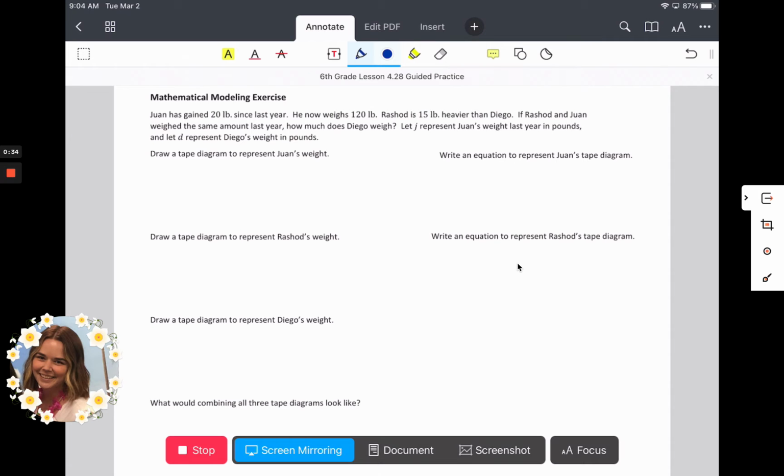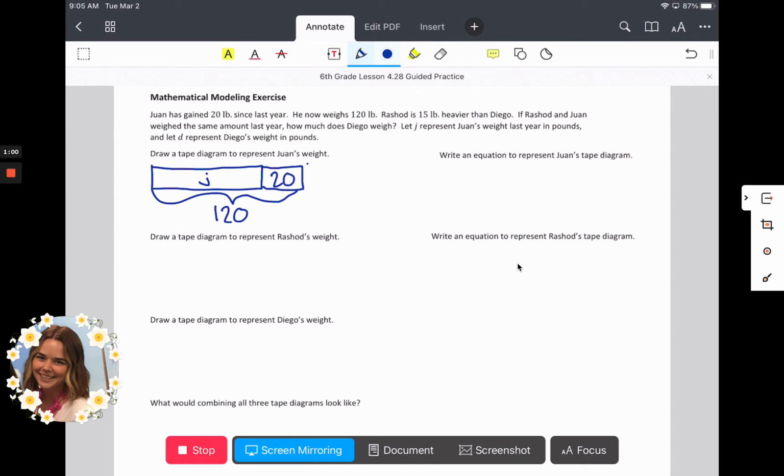So we're going to start with drawing a tape diagram to represent Juan's weight. Juan has gained 20 pounds since last year. So we'll say that this is his weight last year, and then he's gained 20 pounds, and he now weighs a total of 120.